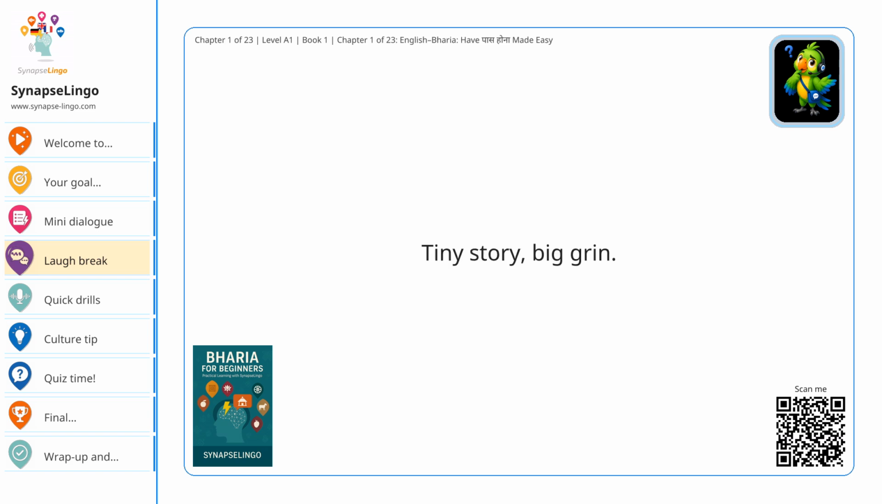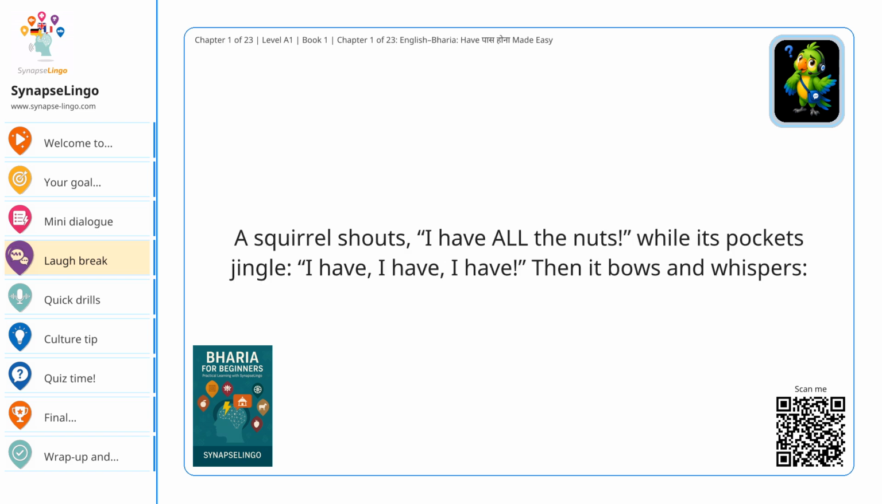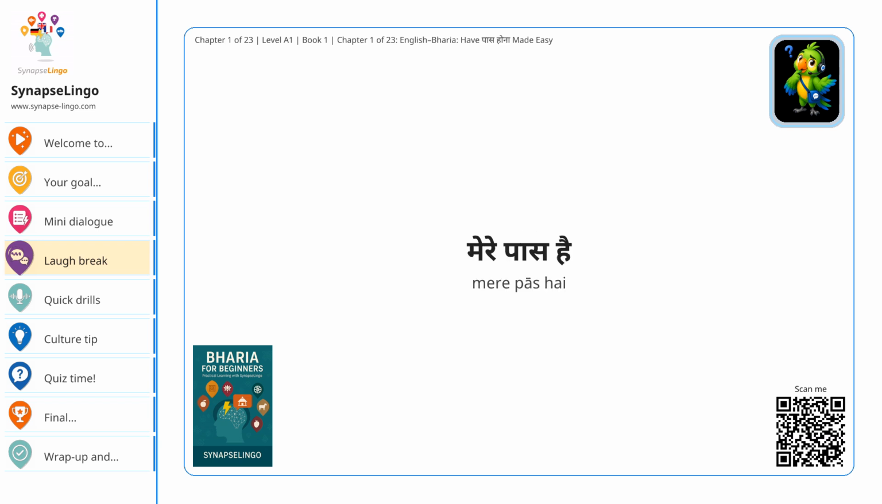Laugh break. Tiny story, big grin. A squirrel shouts, I have all the nuts, while its pockets jingle. I have, I have, I have. Then it bows and whispers. मेरे पास.